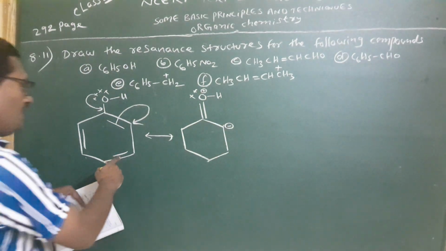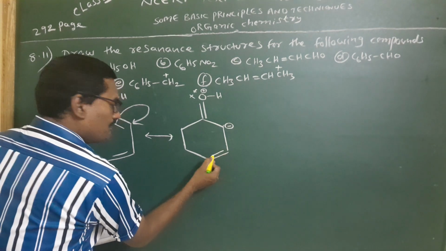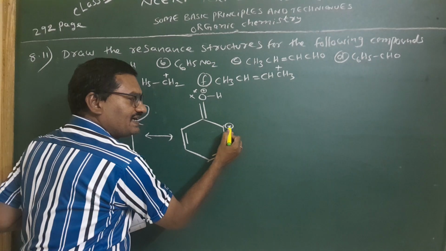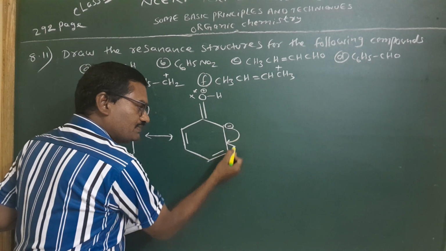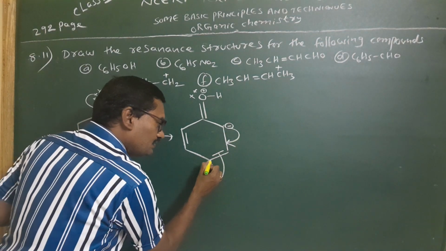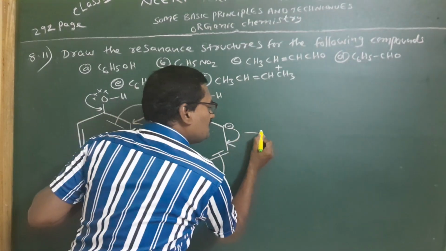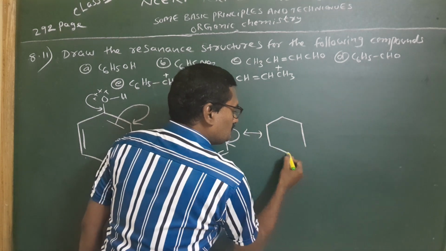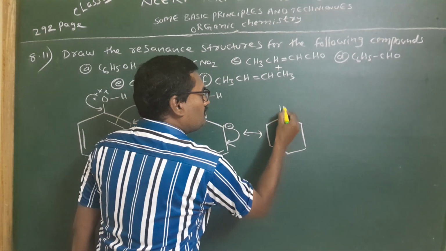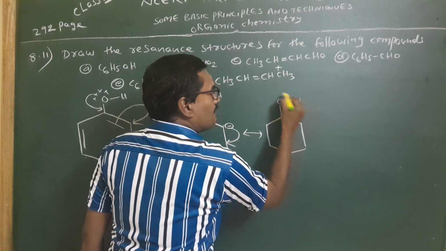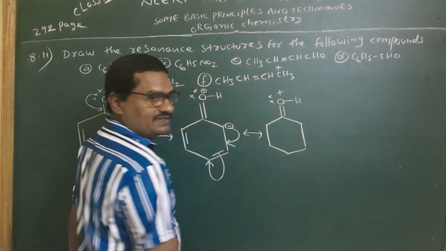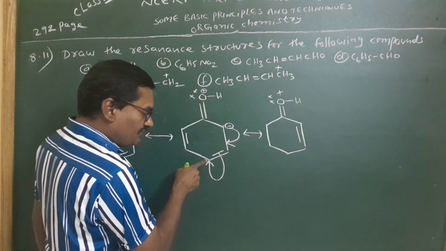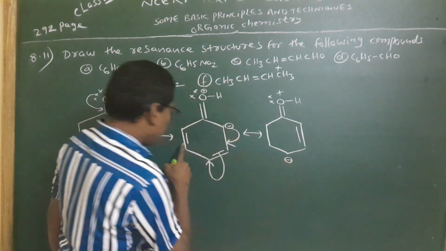Next one, here another pi bond. The next resonance structure: this electrons convert into this place, this pi bond converts into this place. So then the third structure is: double bond, OH, plus, it contains 2 electrons. So in this place pi bond, this pi bond converts into this place, here minus, here pi bond is the same place.